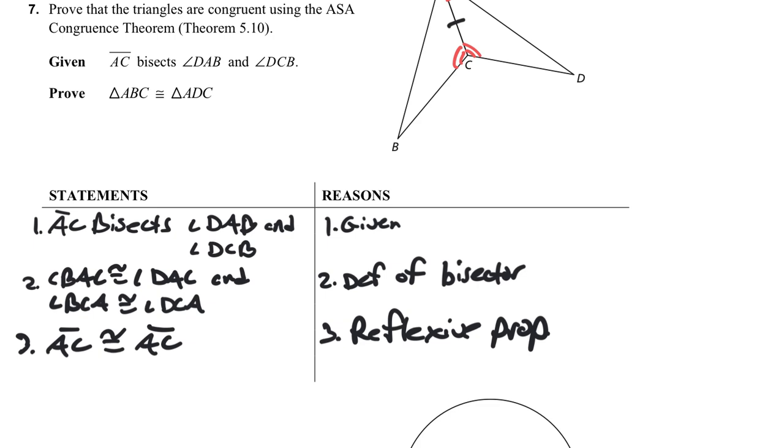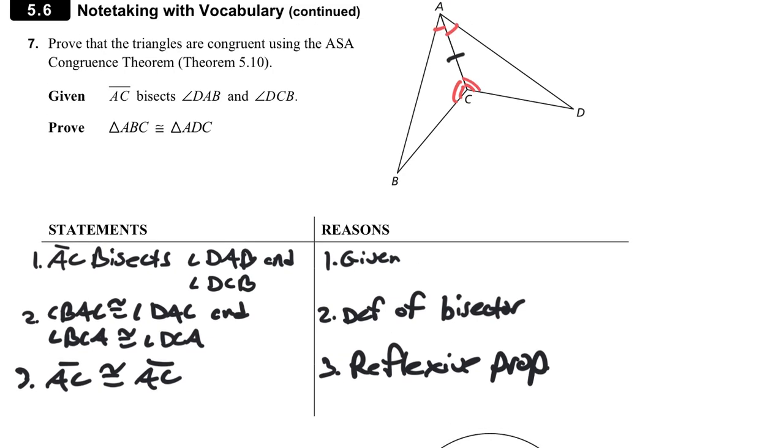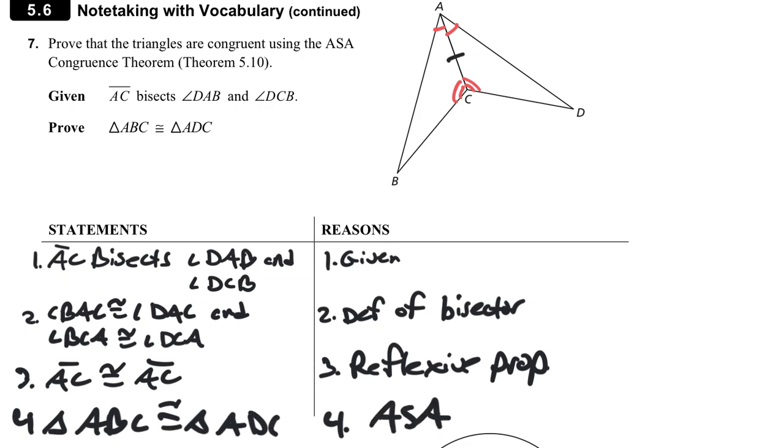That side is congruent. Now, what I can see in the diagram, let me move this down back here again, I can see angle, side, angle. So now we have that triangle ABC is congruent to triangle ADC, and that is going to be from the angle side angle theorem.